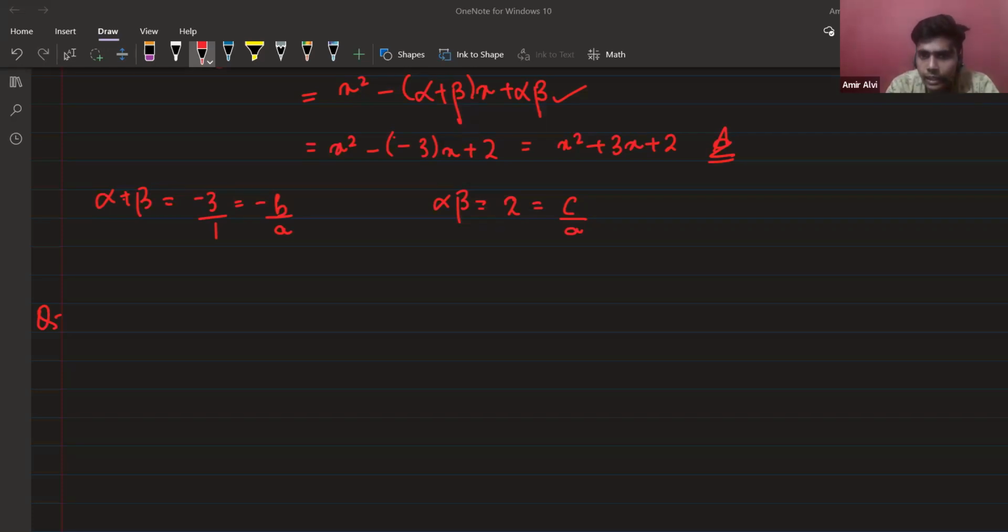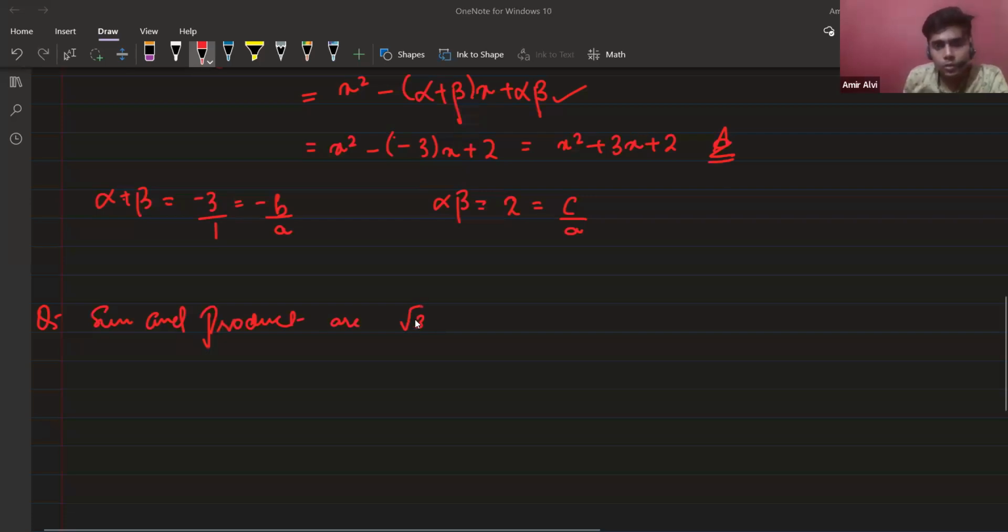Now the question is saying: find the quadratic polynomial if the sum and product of its zeros are root 2 and 1/3 respectively.